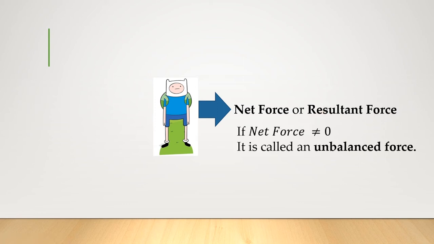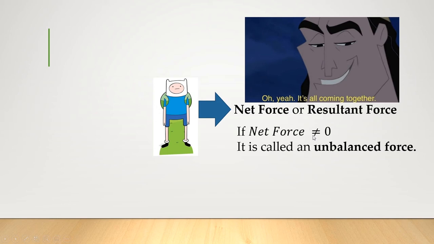And if your net force is not equal to 0, it is called an unbalanced force. And very likely, motion will occur because meron kang unbalanced force. And remember about vectors, when you perform vector operations, we call the result the resulting vector, resultant vector, or resultant. Ayan siya, oh. Net force or resultant force, because forces are also vectors, diba? It's all coming together with the names of resultant, no?